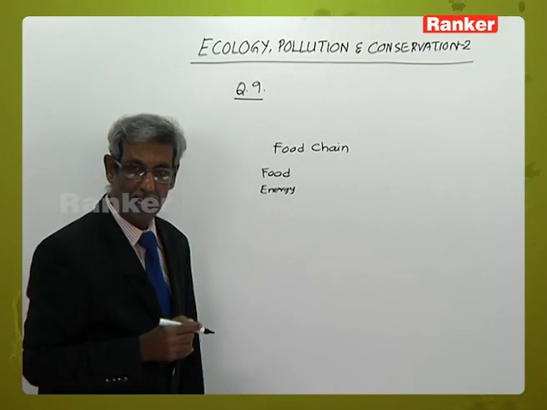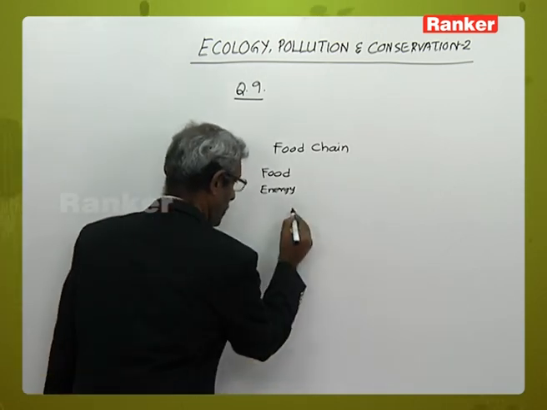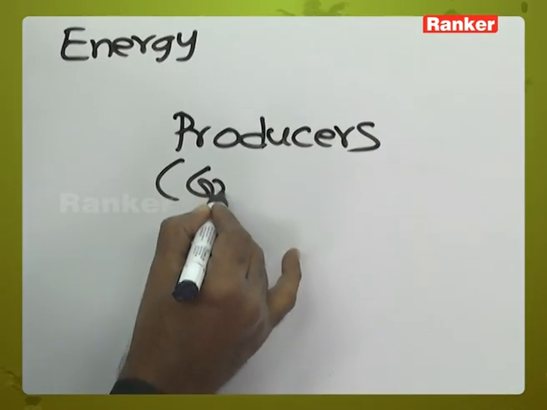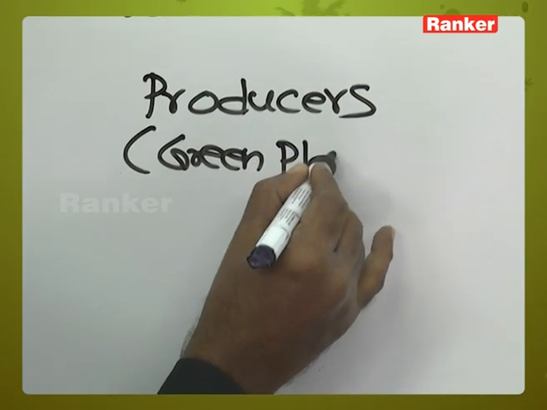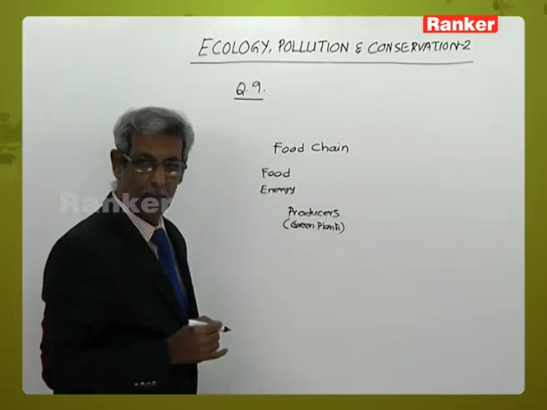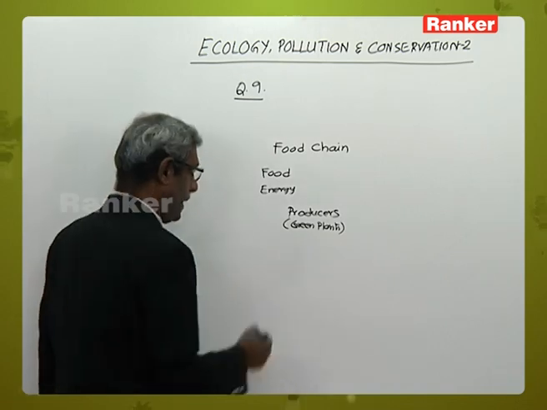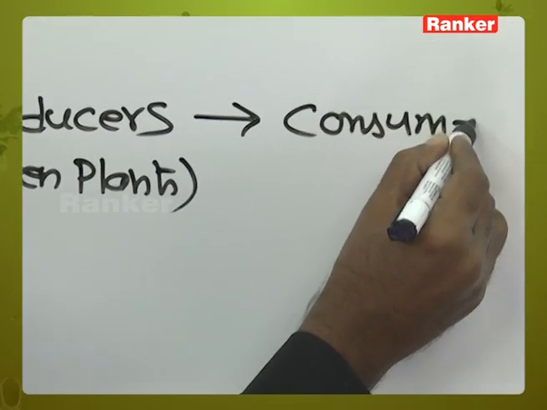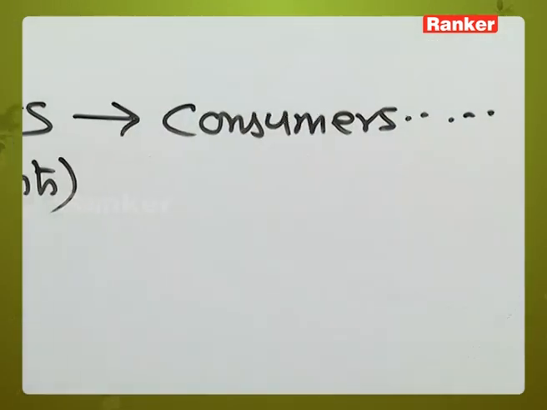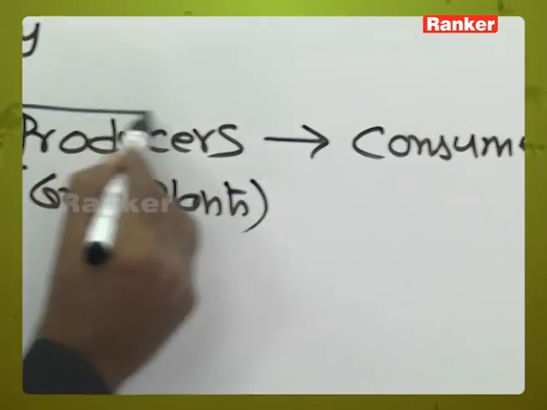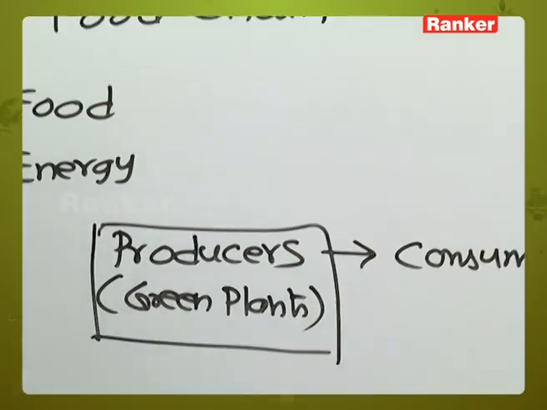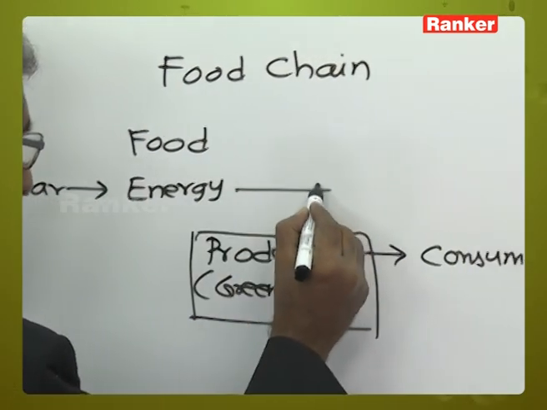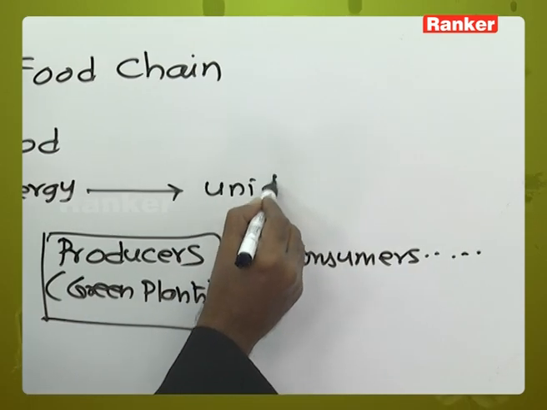It relates to energy transfer and food transfer from the producers. The producers are the green plants to other organisms, like it could be from producers to consumers and so on and so forth. So, predominantly plants are called the producers, and the solar energy which is trapped by the green plants moves along this line. So, energy flow is always unidirectional.